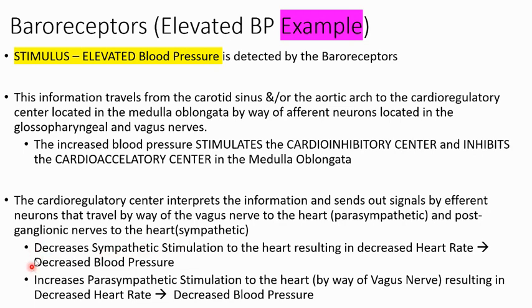So the result is decreased sympathetic stimulation. We already have a high blood pressure. We don't need to make it higher, so we need to tell the sympathetic stimulation to back off, resulting in decreased heart rate and decreased blood pressure, and simultaneously telling the parasympathetic pathway to be engaged, and you need to start actively slowing and decreasing that heart rate and blood pressure.